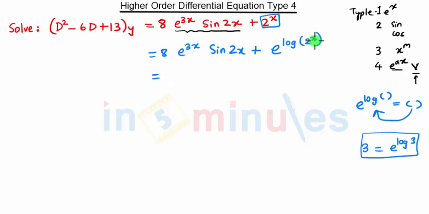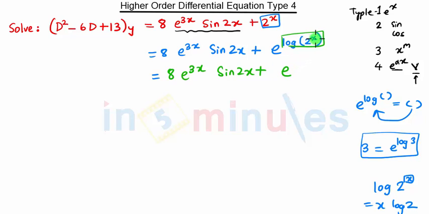After this, we know that whenever we have log of, in this case, 2 raised to x, this will be equal to x log of 2. So we are going to apply this in this part. We will get plus e raised to, I am going to take this x here, so it will become x log of 2. So this is now our new equation.